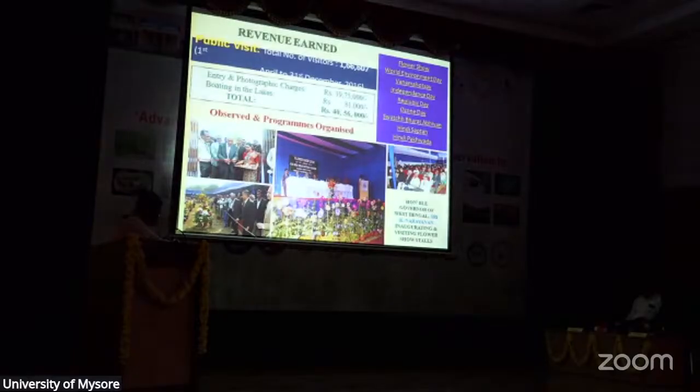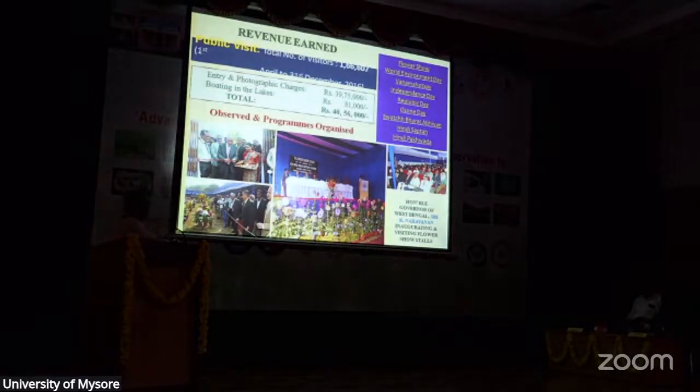And this, of course, you see here, I am showing the revenue generated by this botanic garden. 40,56,000 is the revenue generated. This is one way we are generating revenue for the Government of India. And we conduct different types of programs inside the botanic garden. For children, they are motivated, and rallies are conducted.